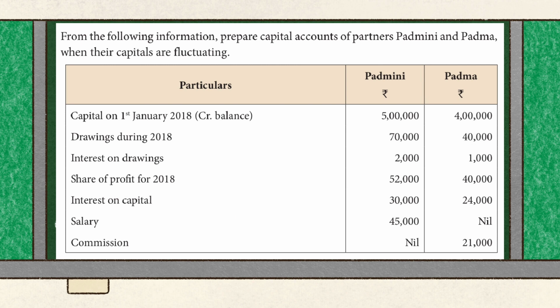So here the sum goes as from the following information: prepare capital account of partners Padmini and Padma when their capitals are fluctuating. So by reading the first line we come to know that we are going to do fluctuating method. They have given the opening balance of capital on 1st Jan 2018 credit balance. So on the credit side you will enter as by balance brought down for Padmini and Padma. Then they've given drawings, interest on drawings, share of profit, interest on capital, salary and commission. So we're going to take these items and put it in the correct place to find out the balance of the capital account according to fluctuating method. So let's get into the sum.